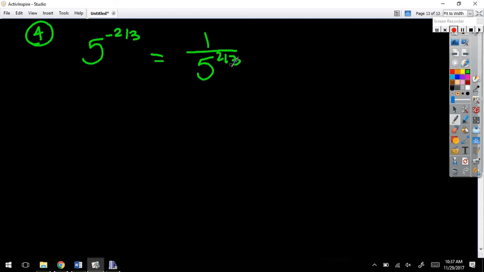Now, it doesn't have anything to do with making the number negative. If the base were negative, that doesn't have anything to do with it. Several of y'all did that on your homework and on your quiz. The only thing that impacts the flipping is if the exponent itself is negative.